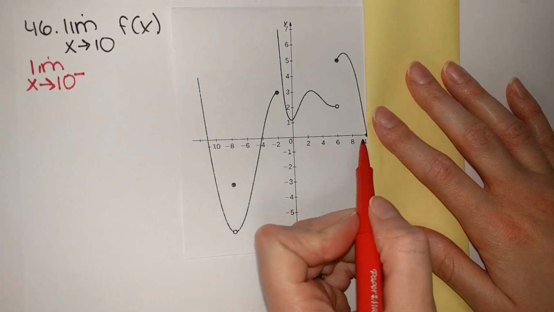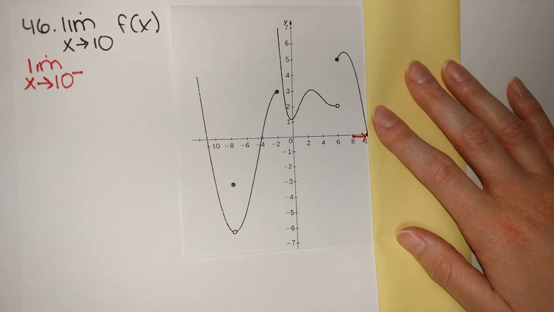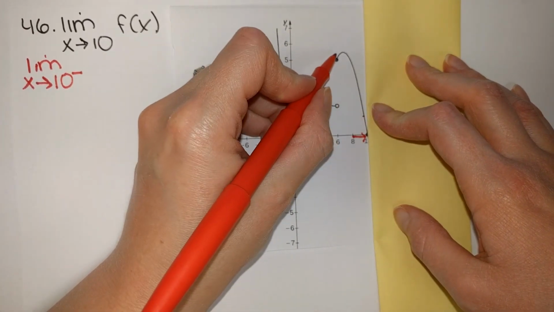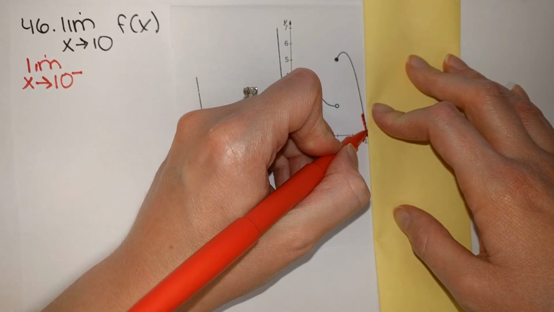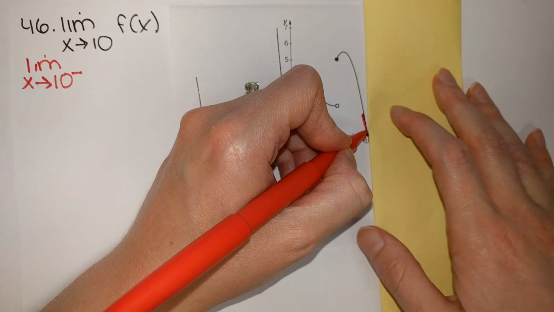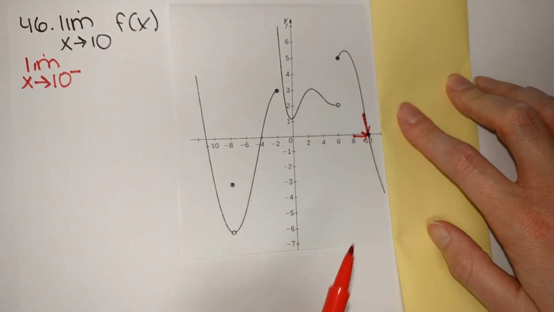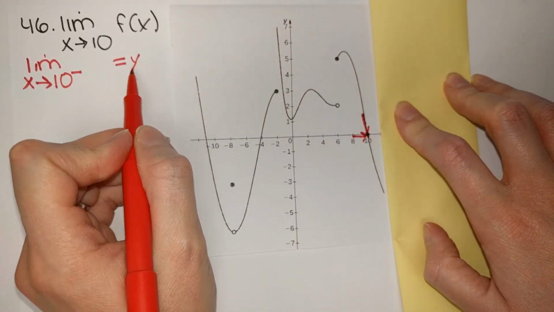Now what we're going to do is think about as x goes into 10, we want to trace our function and see what our function is doing. So our function starts up here and it goes down, and as x goes into 10, so basically as it goes towards that edge of the page, we are seeing that it lands at this point right here.